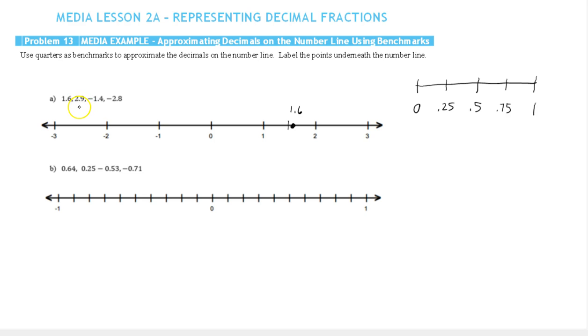Now let's look at 2.9. So if I cut it in half, this is 2.5. I want to get a little bit better, so I'm going to cut the halves in half, and I'm going to make that a little bit smaller so I know it as a reference point. So this is 2.75. So 2.9 is pretty close to 3. It's greater than 2.75. So I'm going to plot it right there.